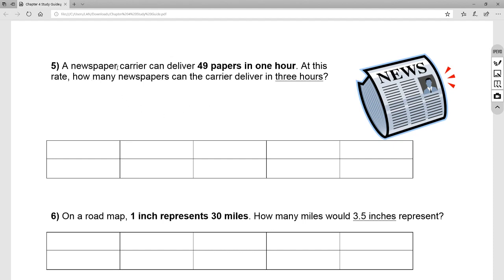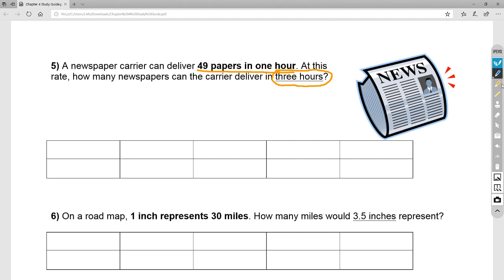Number 5 says a newspaper carrier can deliver 49 papers in 1 hour. Again, we want to underline our important information, and then circle what we are trying to figure out. The question says, at this rate, how many newspapers can the carrier deliver in 3 hours? So our problem is focusing on 3 hours. How many papers can they deliver in 3 hours?